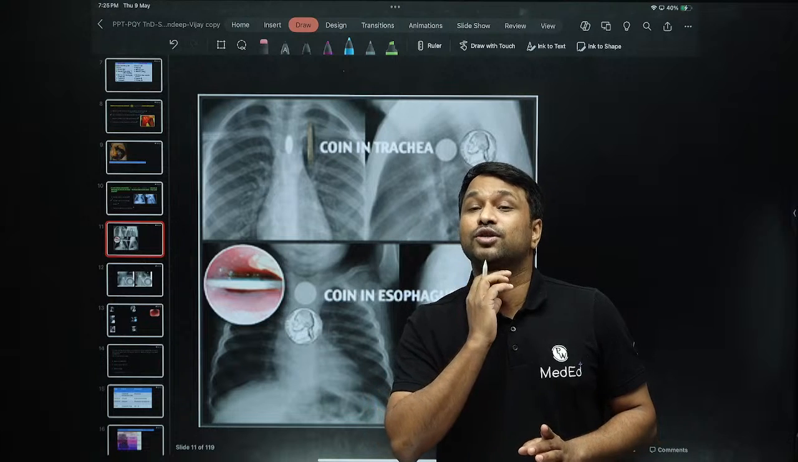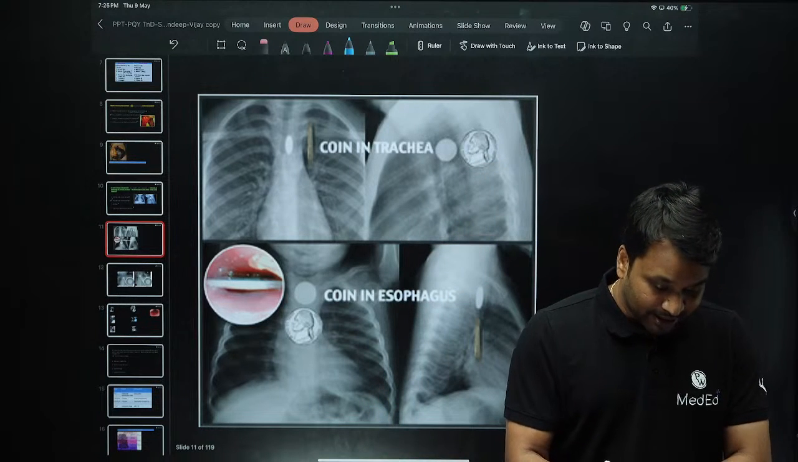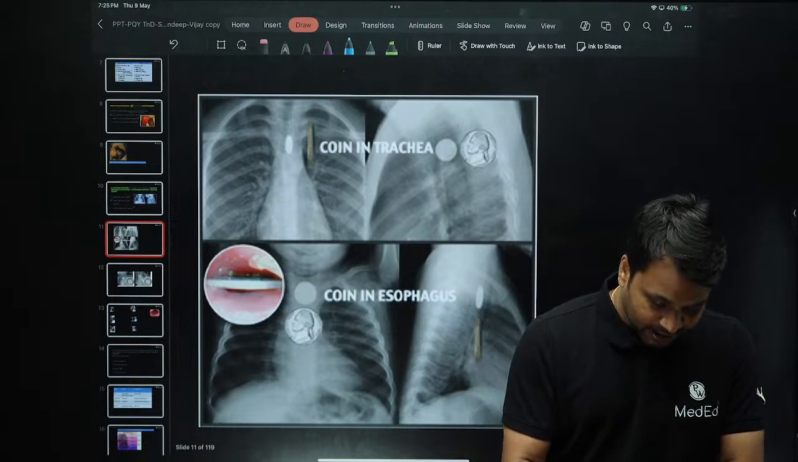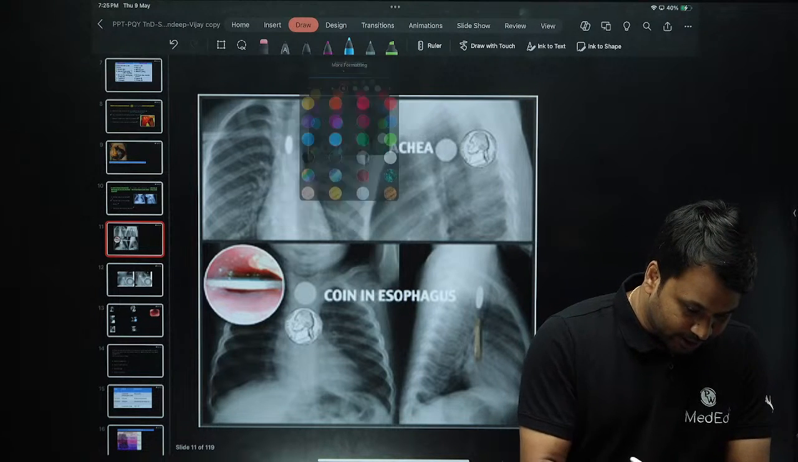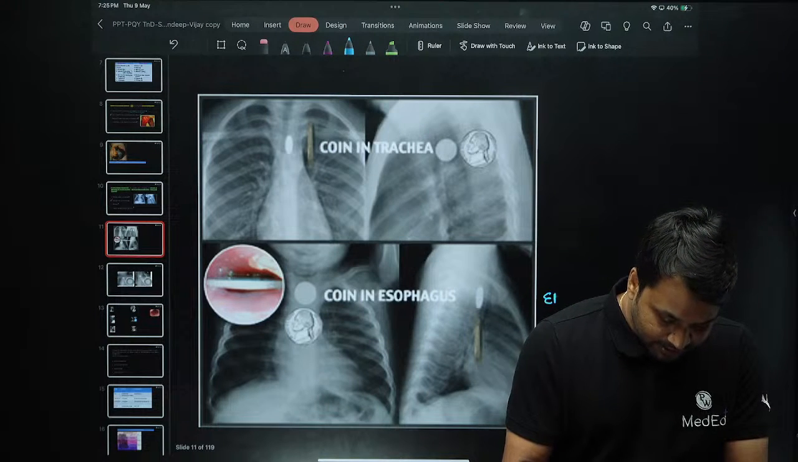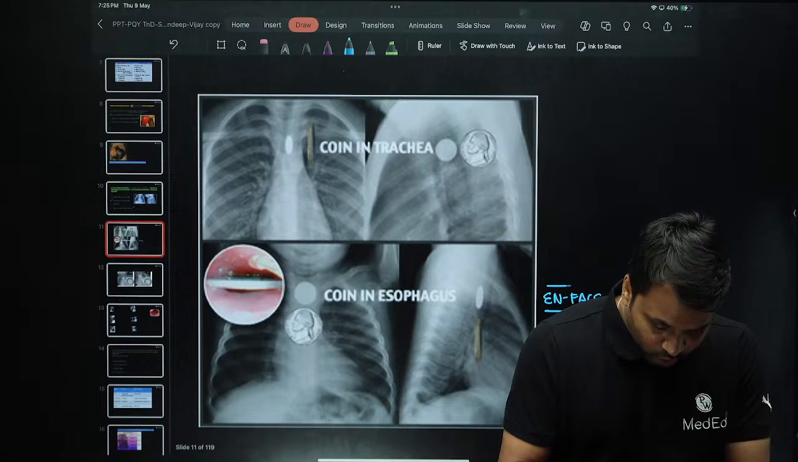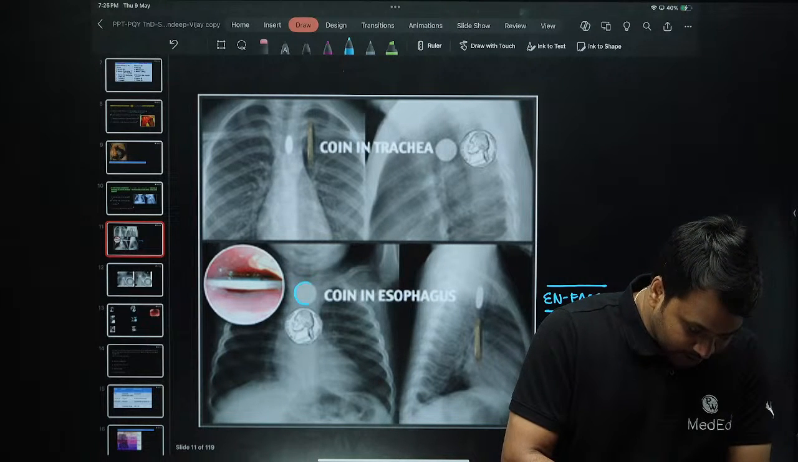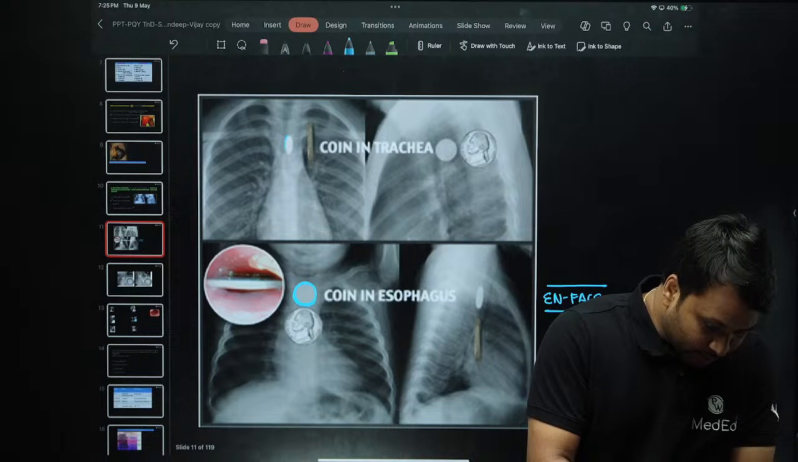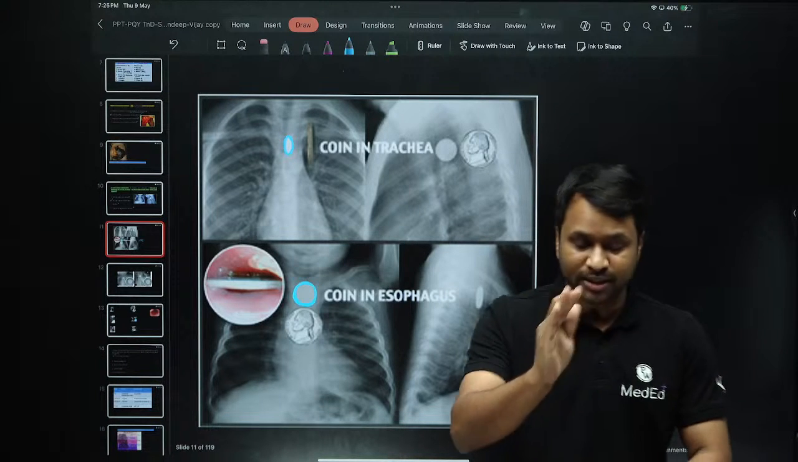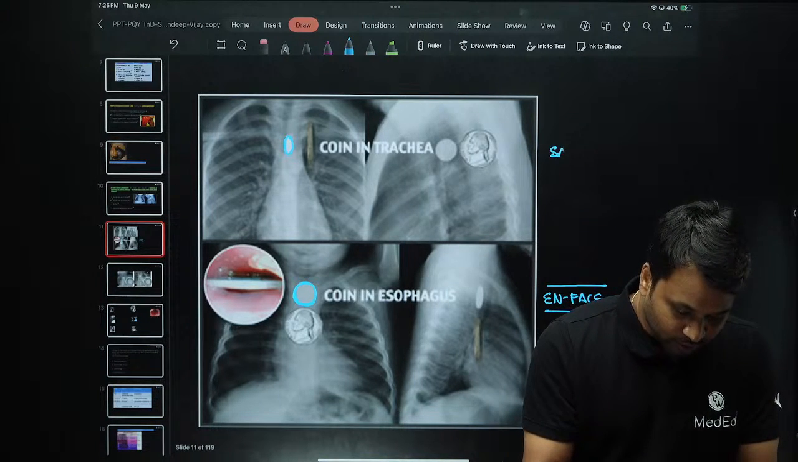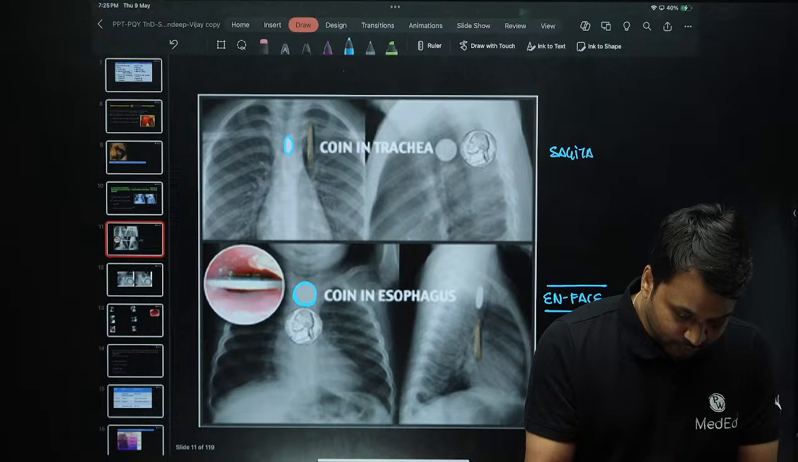You will have the orientation of the coin as sagittal, but in the esophagus, it is the en face presentation. En face means you will be able to see the full face of the coin like this, whereas here you can only see a sagittal section of the coin. So it is what we call the sagittal view.